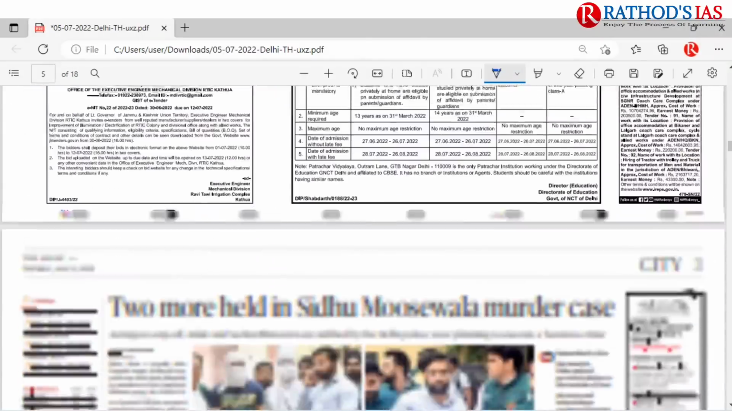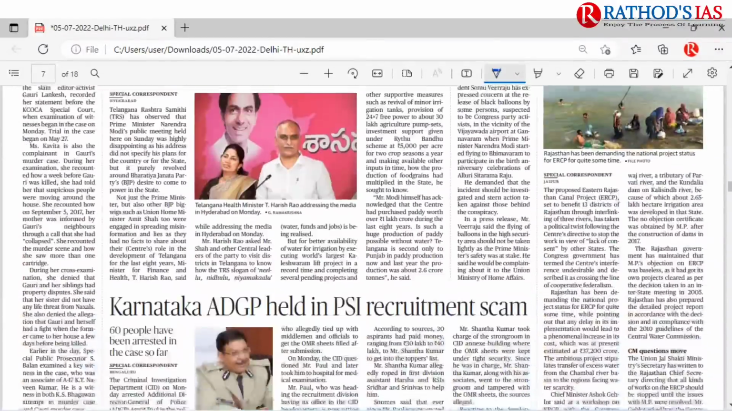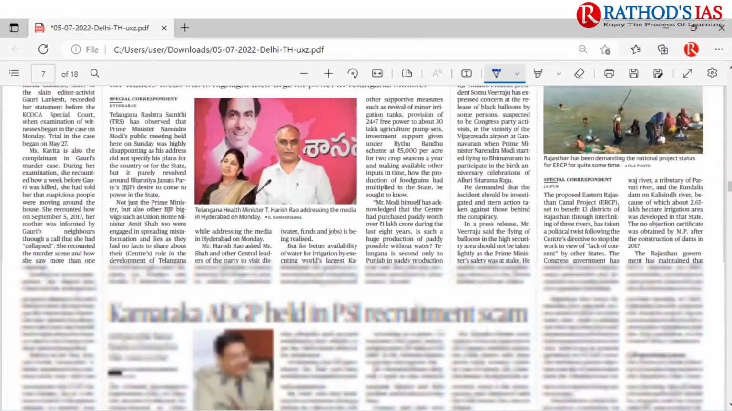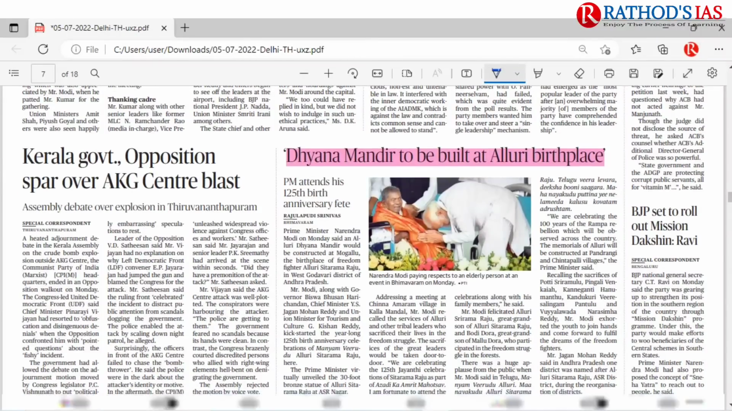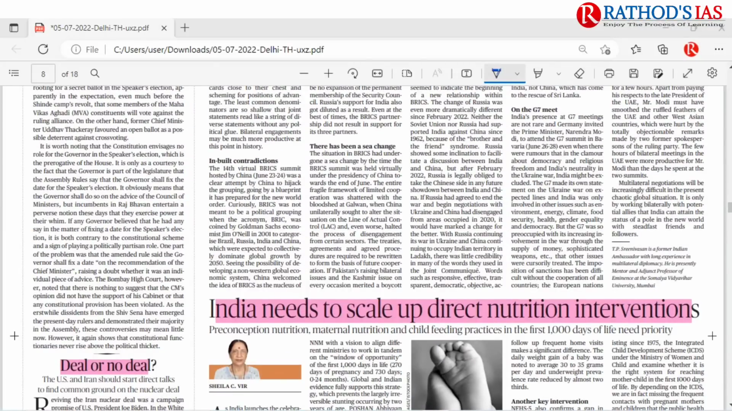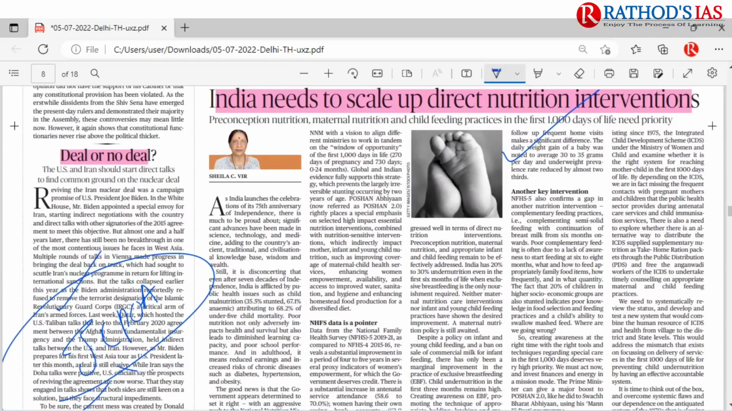If you move forward, there is nothing much important in the cities page. Directly you can move on to the states page, that is page number 5. Here you can see Dhyana Mandir to be built at Alluri's birthplace. This article is about the 125th anniversary of Alluri Sitarama Raju. I discussed this topic, and in the editorial page I discussed the perils of multilateralism and direct nutrition interventions. Actually there is one article regarding the JCPOA, that is the Joint Comprehensive Plan of Action. This is also called Iran's nuclear deal.